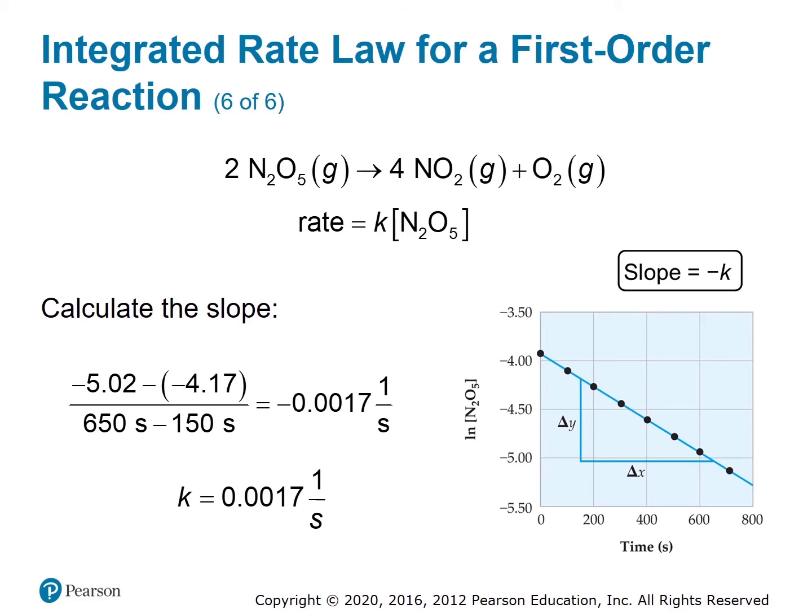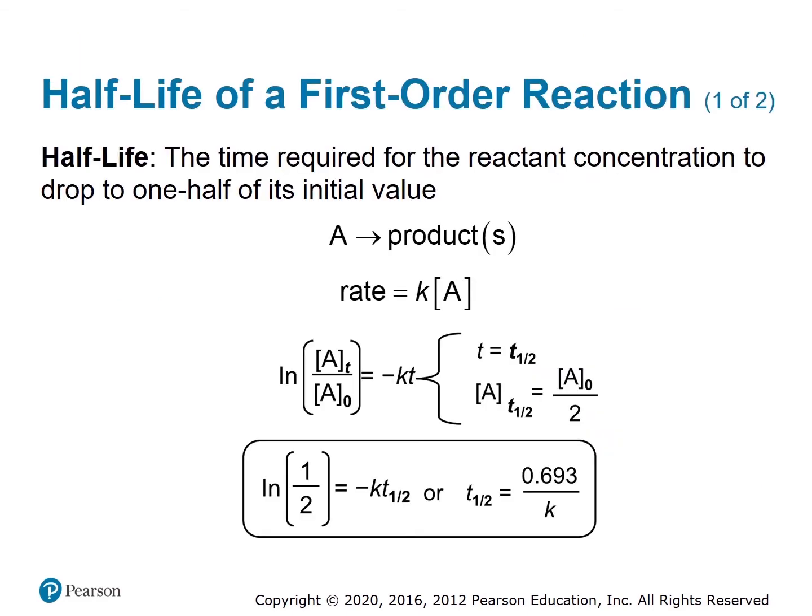0.0017 inverse seconds. For first-order reactions, we can determine what's called the half-life of the reaction, or the amount of time required for the reactant concentration to be cut in half from its present value. If we know the rate constant, we can plug it into this formula derived from the properties of logarithms.